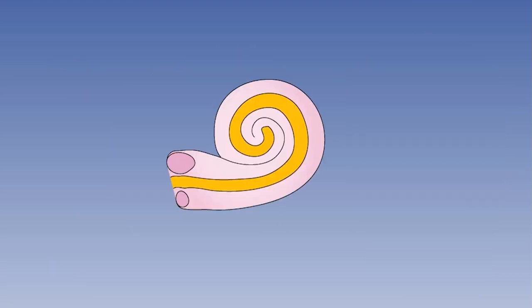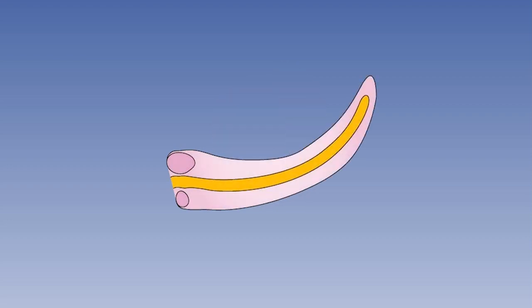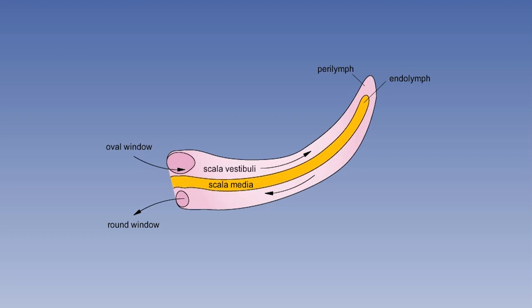The cochlea is wound up like a snail in order to take up as little space as possible. If we unwind the cochlea, it is easier to understand its anatomy. The cochlea encloses the scala media, filled with endolymph, while the bony labyrinth which surrounds it is in two parts, called the scala vestibuli and scala tympani.